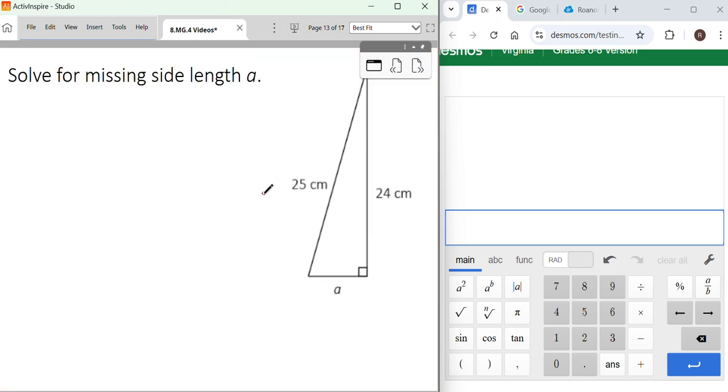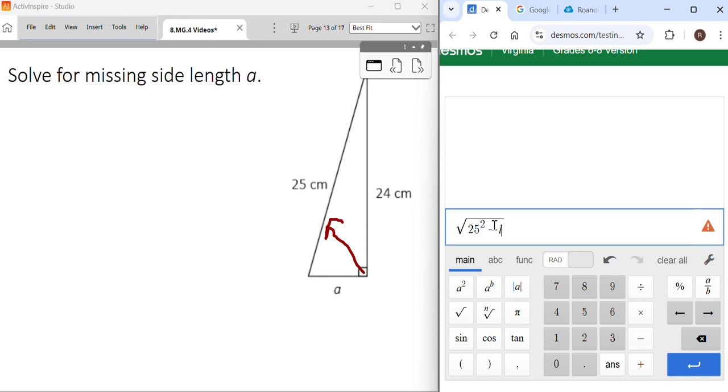We're going to solve for missing side A. We've got a right angle here. It points across to the hypotenuse. So what we have in this case is a hypotenuse and a leg. So we're going to take the square root of the hypotenuse squared, and we're going to subtract the leg squared.